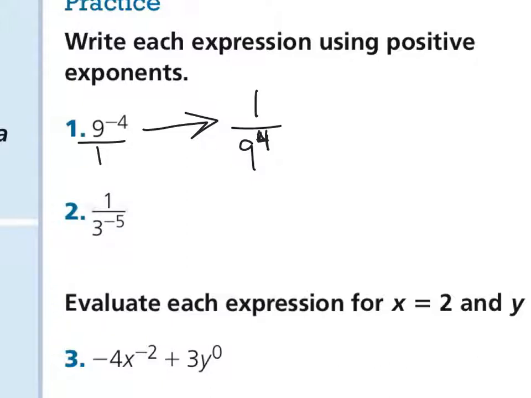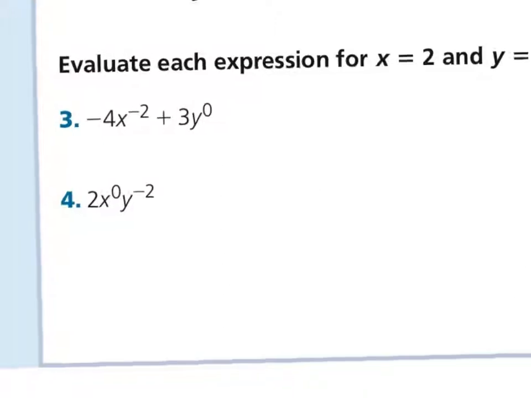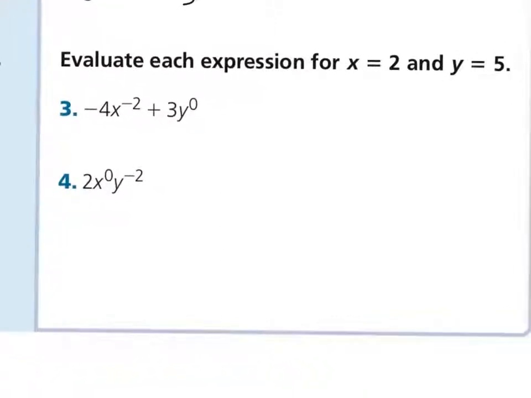Number 2, we've got 1 over 3 to the negative 5th power. So that's a negative exponent in the denominator. We bring it to the numerator, would be 3 to the 5th power. The next part, they want us to evaluate these expressions. One thing we talked about that they have here in these problems is if you have something to a 0 power is equal to 1.